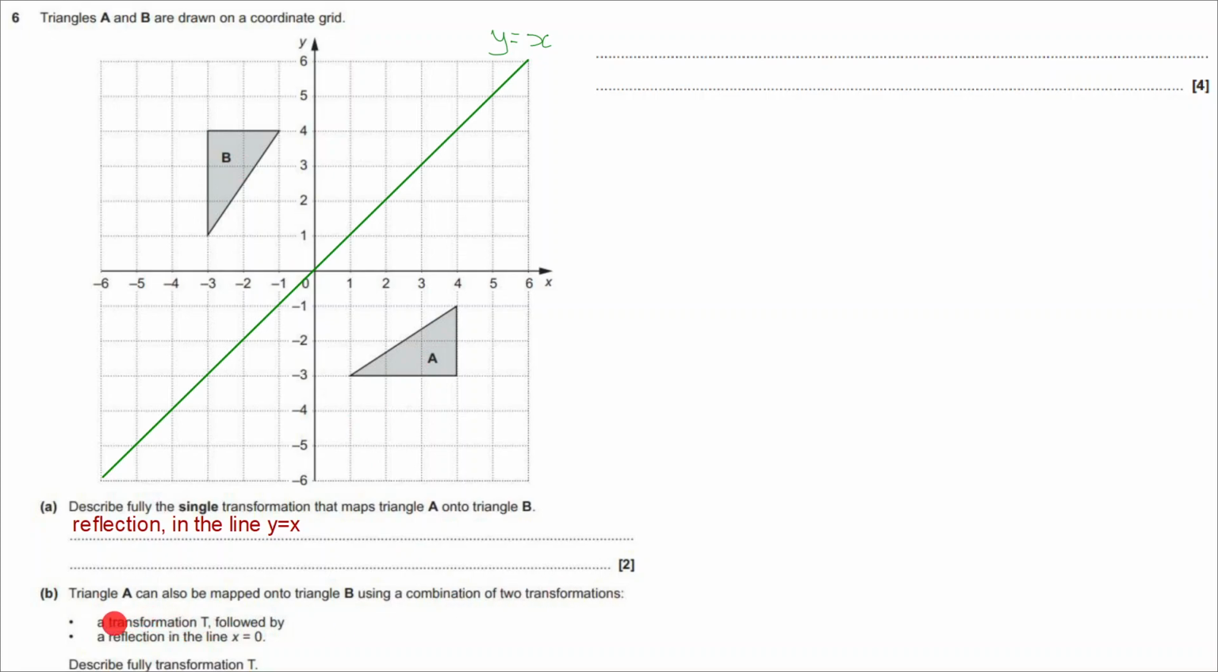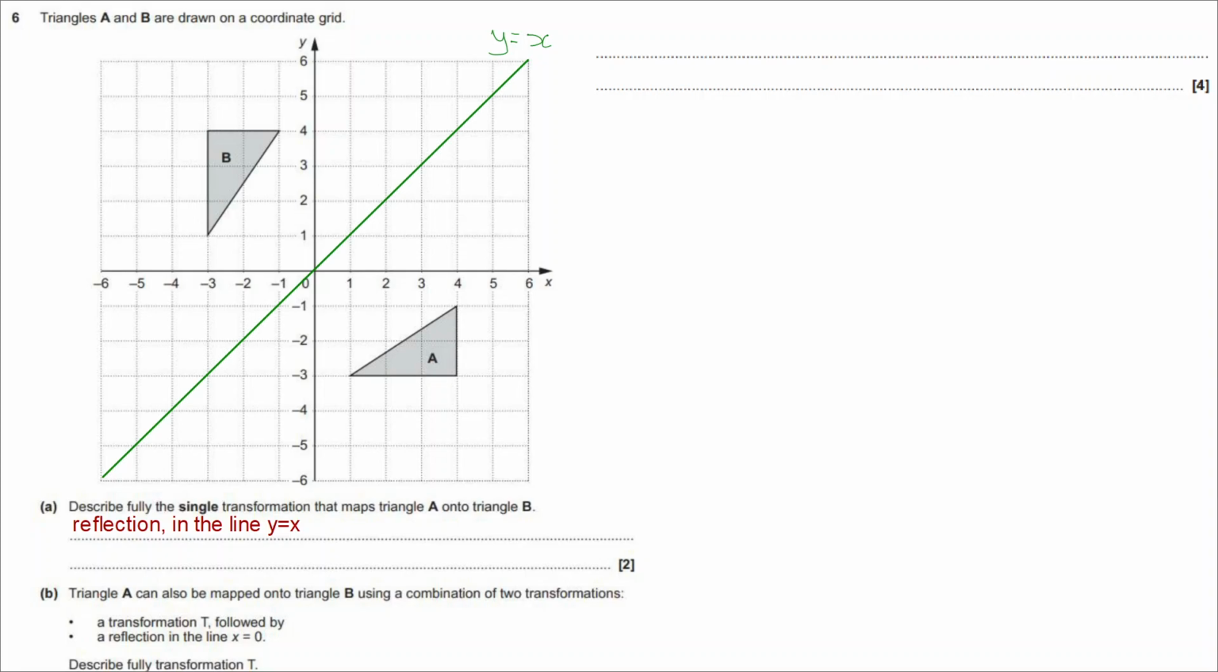So first of all, some sort of transformation, which I don't know what that is, I'm trying to find that, followed by a reflection in the line x equals 0. Well, let's do that one first, because we can do that one. A reflection in the line x equals 0. Let's draw in our line x equals 0.